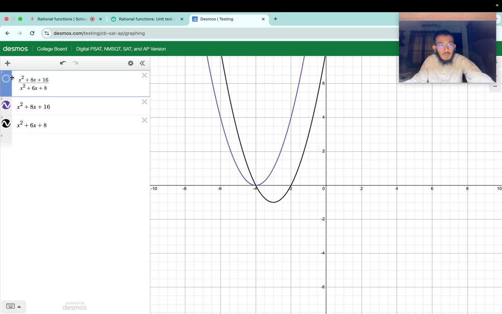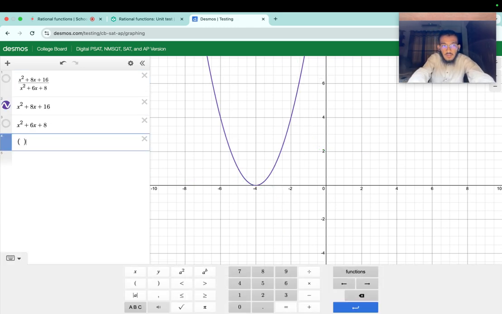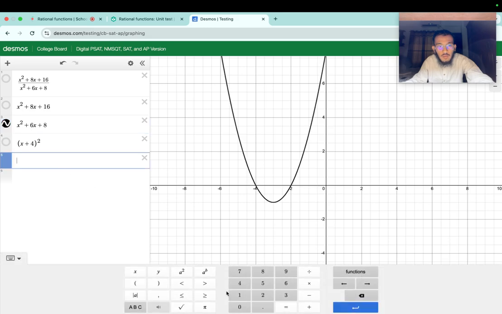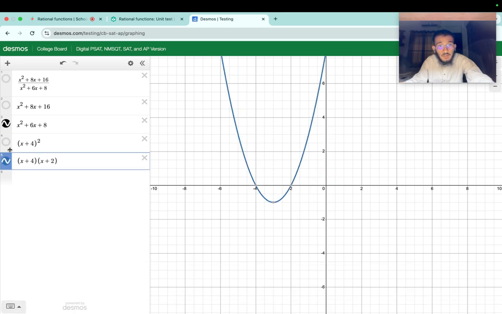So if we factorize this thing, what do we get? We get x plus 4 whole squared. You see the same graph, right? So x plus 4 whole squared for this one. And for this, we have plus 4 and plus 2. So that means x plus 4 multiplied by x plus 2. There we go. We have the same graph, as you can see. So our factorization is correct.